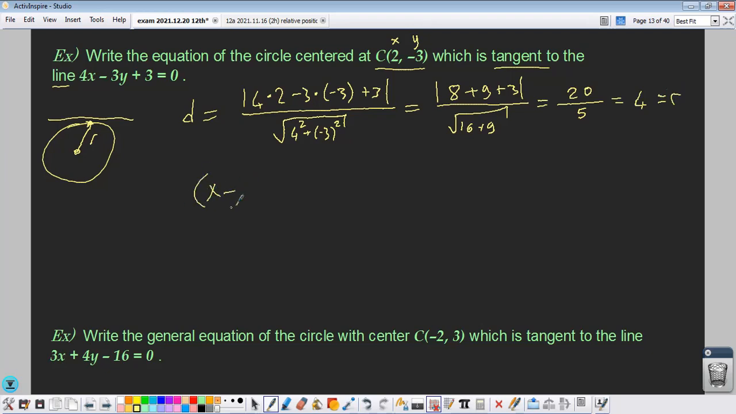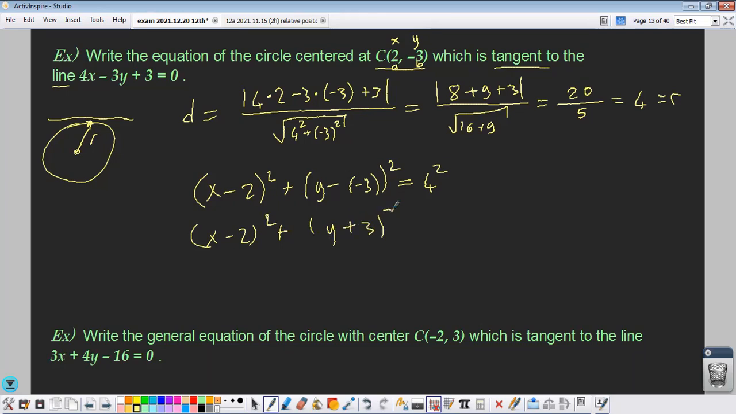So x minus a number, which is the a and b numbers from the center. It's (x minus 2) squared plus (y minus b number, which will be minus 3) squared is equal to r squared, 4 squared. So you show the teacher that it's the same thing. Y minus minus 3 will be y plus 3 squared is equal to 16. Now it is saying write the general equation. Check that it is exactly the same question, only the line equation is changed.